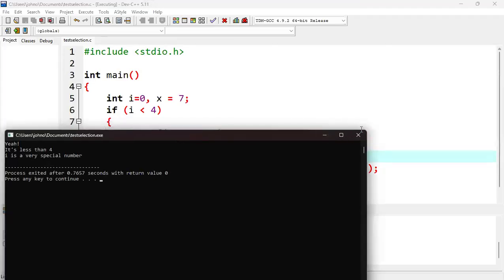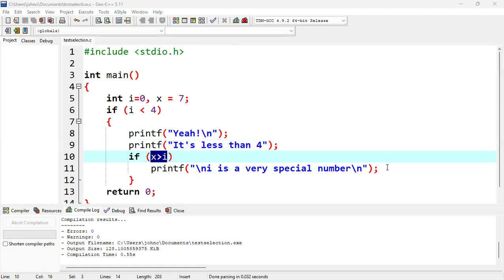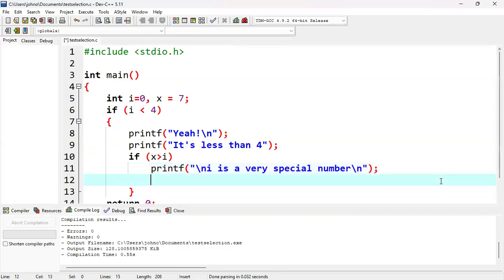So for the case of I, if we want to put other expressions, other statements, it's going to be with the same idea. Any other thing I put like this without the block will not be part of the if x is greater than I. It's going to be part of if I is less than 4. So I say printf, still in x greater than I.